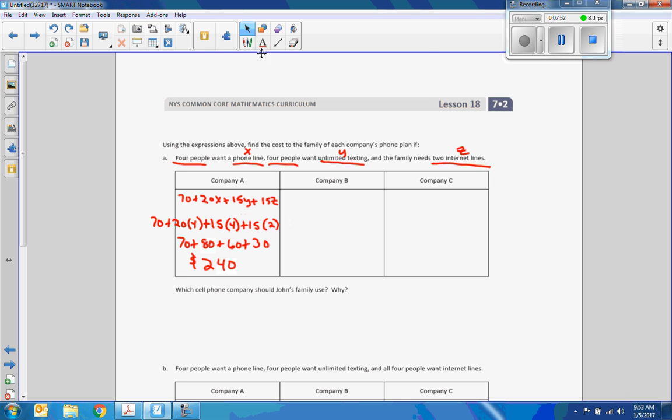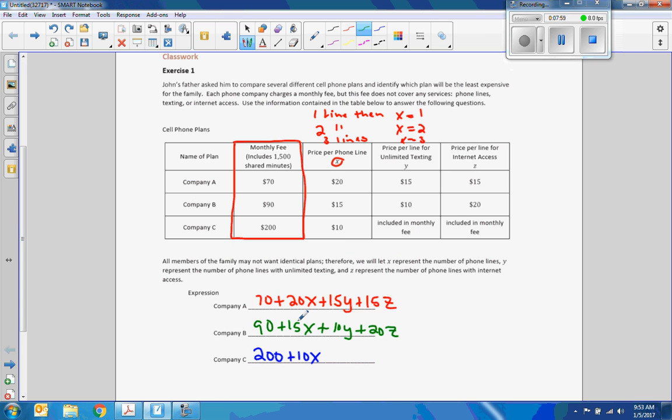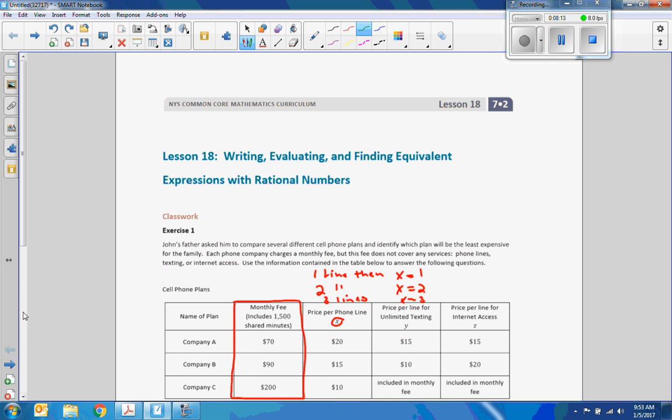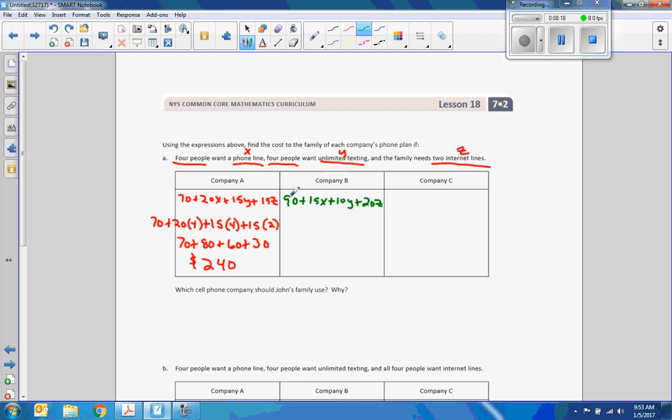Now company B, I have to go back and get my formula, which is 90, 15, 10, 20. 90 plus 15x plus 10y plus 20z. 90, 15, 10, 20. I'm just verifying. Okay? So this is the expression we came up with for company B.